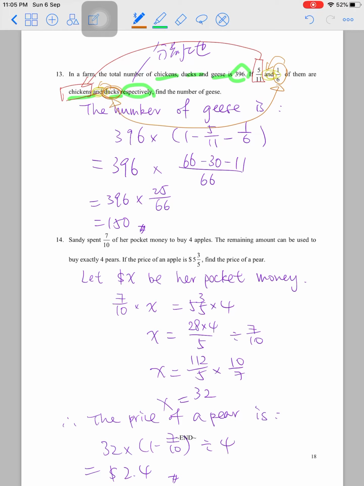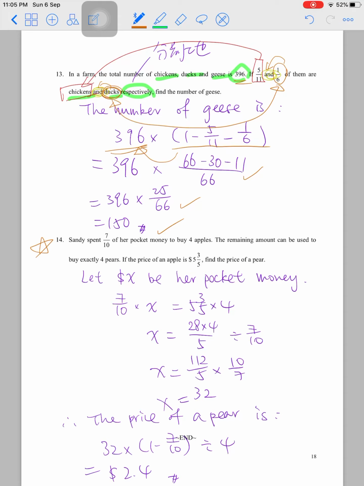Then you need to find the number of geese. That means goose, the plural form of goose. So the rest is the geese, so you use 1 minus 5 over 11 minus 1 over 6 as the fraction representing geese. Then you times the total, 396. Then you can find the number of geese. Do it step by step. Here, final answer 150.